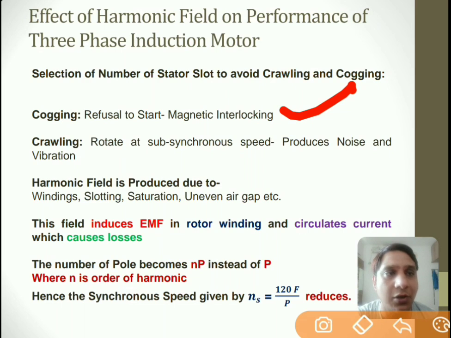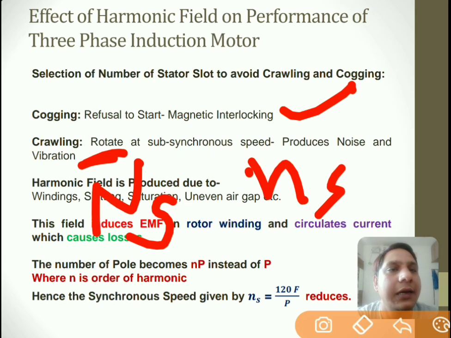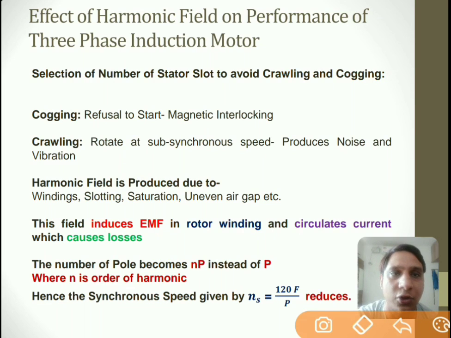How exactly the harmonic field is produced, we are going to see in the next slide. Apart from that, there is one more phenomenon called crawling. Crawling is where the motor rotates at some sub-synchronous speed. If the synchronous speed of the motor is capital NS, then the motor will rotate at a sub-synchronous speed, say small ns, where small ns is less than the actual synchronous speed capital NS. So the motor runs at a speed definitely less than the synchronous speed.